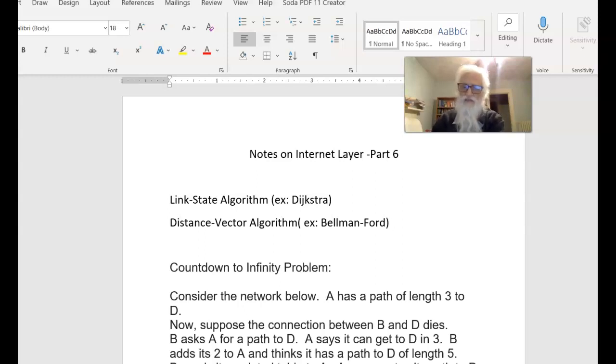I want to continue now talking about the internet layer. This may be the last one on the internet layer. It may be the next to last one. Remember, the internet layer, again, is the third layer we've talked about. It's called the level 3 layer.